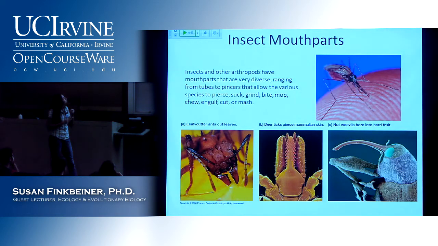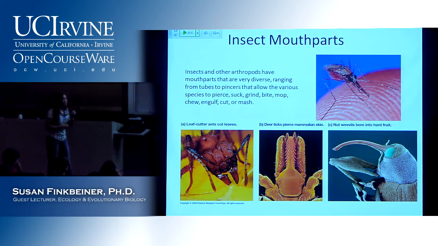And insect mouthparts are extremely specialized for many different insect orders. So for example, mosquitoes, they're very good at piercing our skin, getting in there, and they suck your blood. Sometimes you don't even feel them for about 10 seconds.